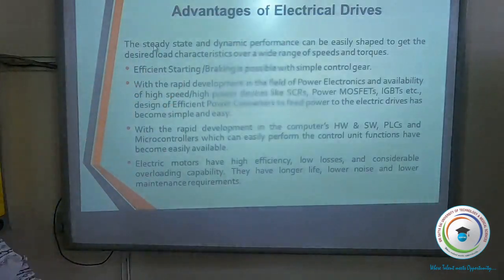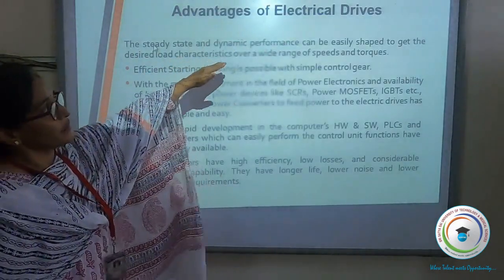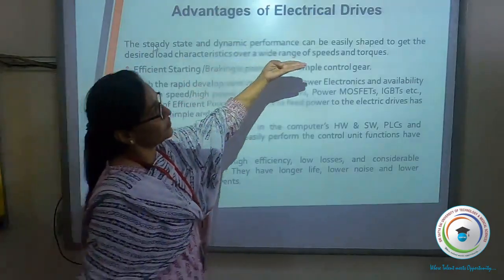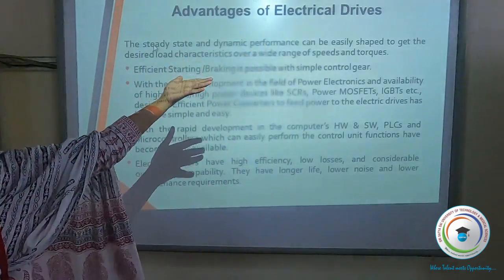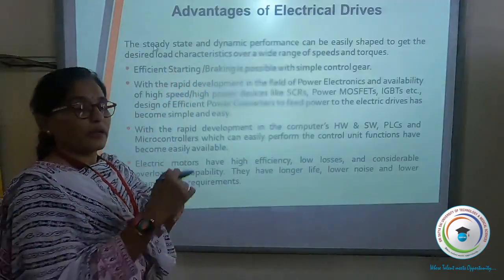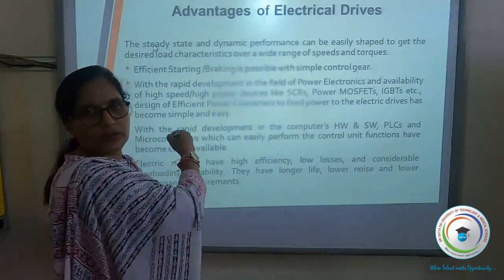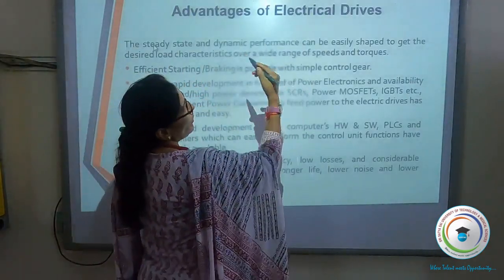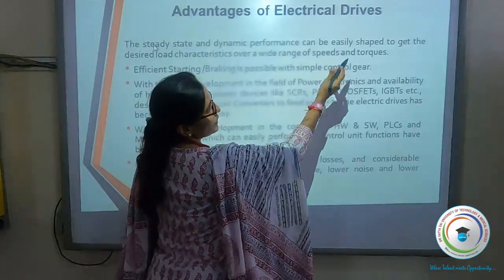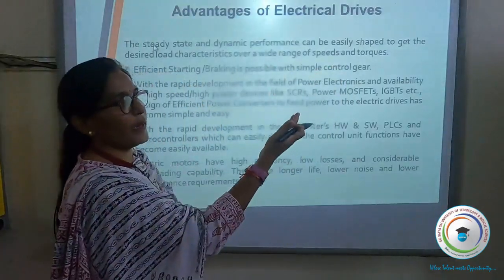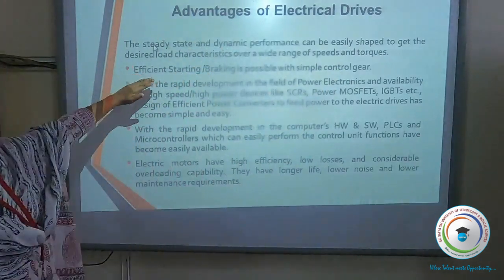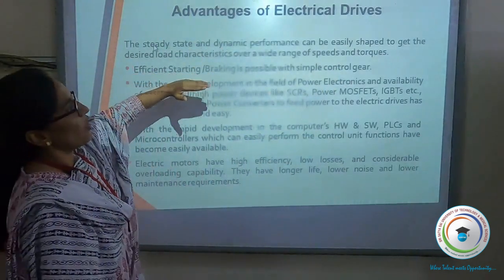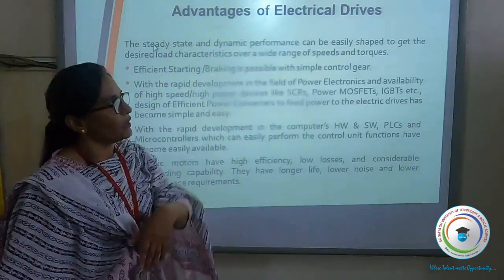To get the desired load characteristics over a wide range of speed and torque. At the starting, the range of the speed was very much variable. So over a wide range of speed and torque, we are getting a desired speed and a desired torque. These are the advantages of electrical drive. Then efficient starting or efficient braking is possible with simple control gear.